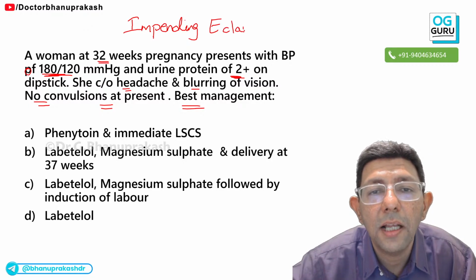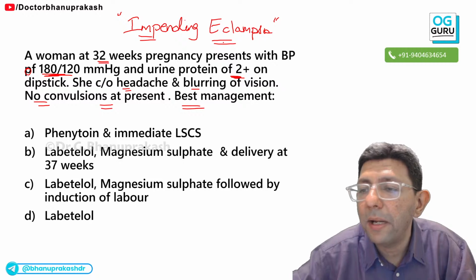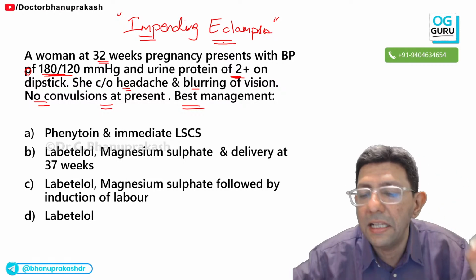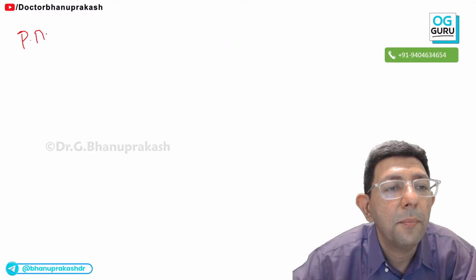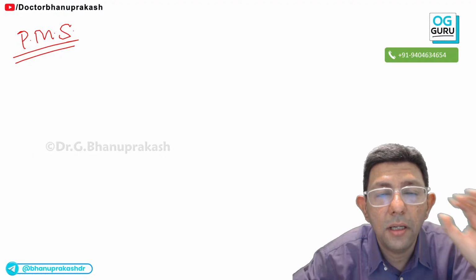And can you tell me why I am saying it is impending eclampsia? Because of the dangerous signs and symptoms. These dangerous signs and symptoms are called premonitory symptoms. What are those premonitory symptoms?